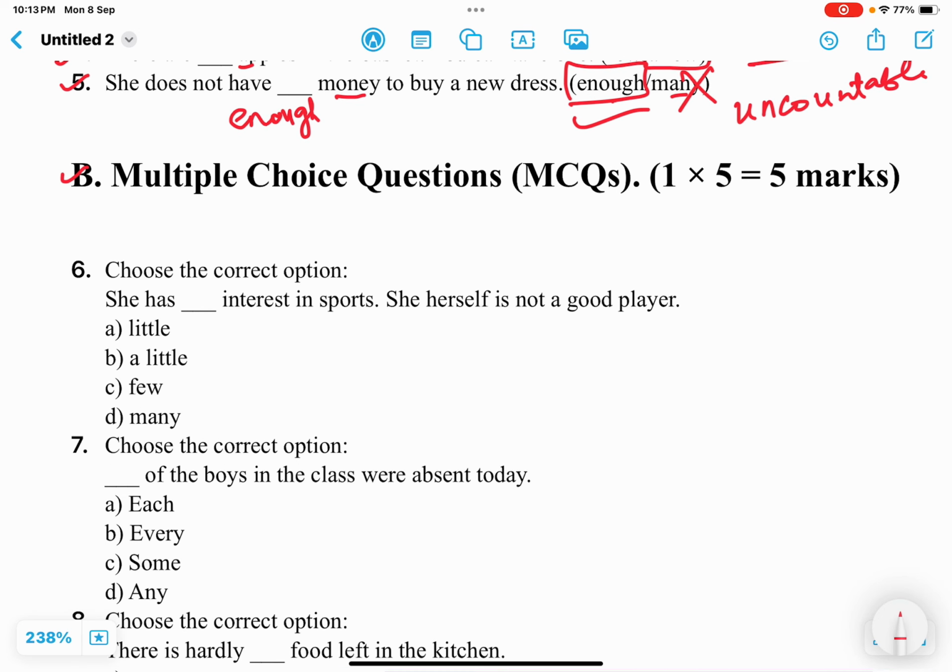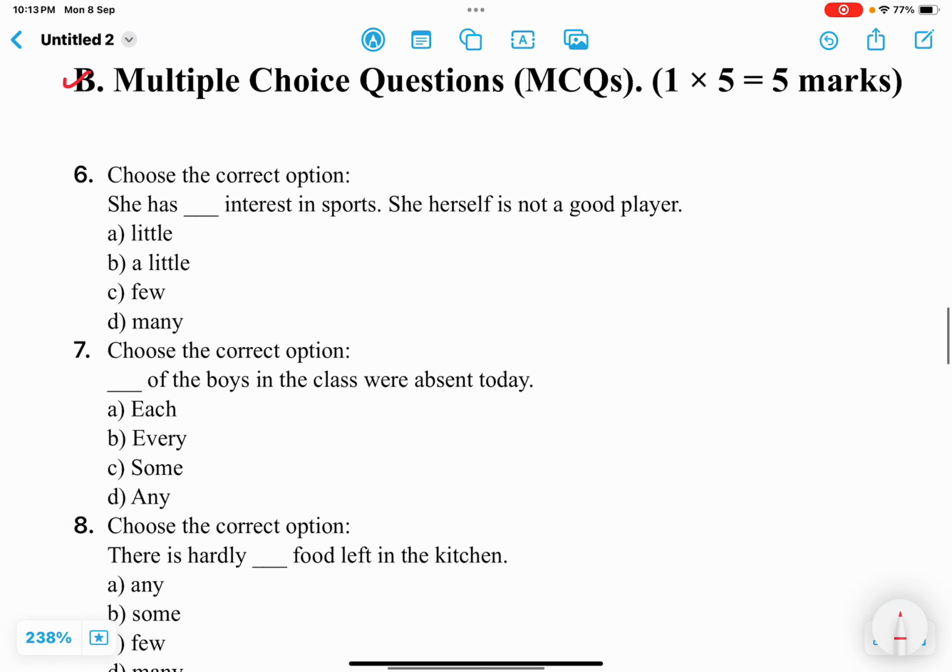Now moving on to the next type. This is MCQ type question. We are to choose the correct option. Question number 6 is, choose the correct option. She has a dash interest in sports. She herself is not a good player.